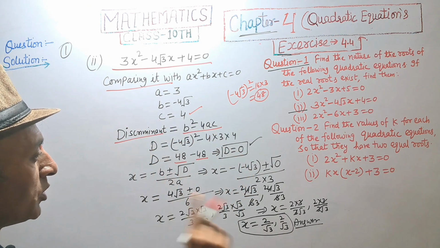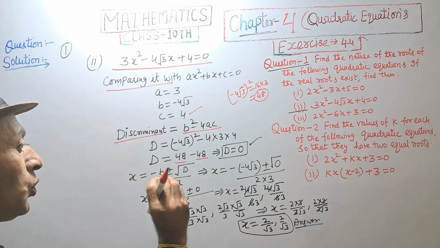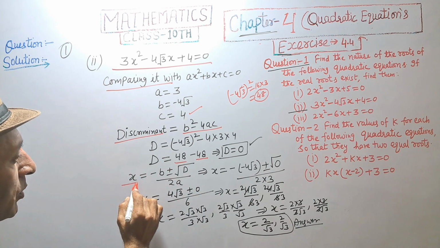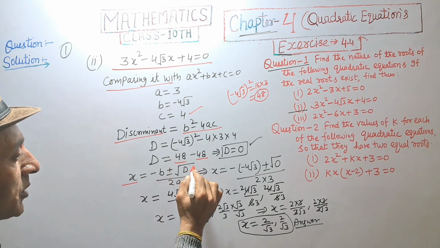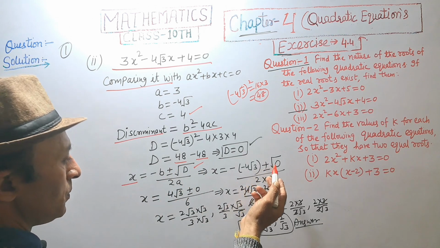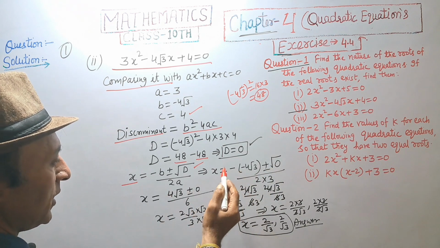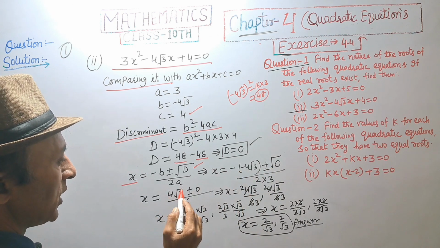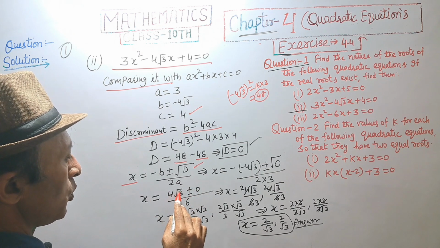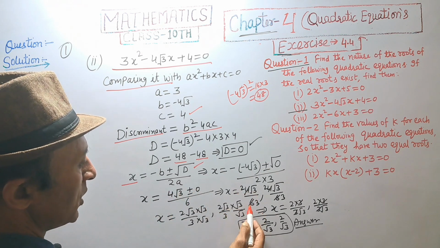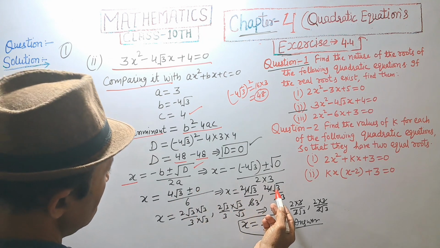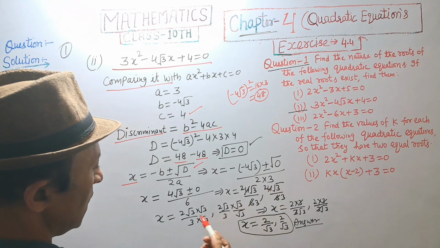When discriminant is equal to 0, then we get two equal roots, and x is equal to minus b plus minus root D upon 2a. D is 0, minus minus, that is positive 4 root 3 plus minus 0 upon 6. 4 root 3 plus 0, that is 4 root 3 upon 6, and 4 root 3 minus 0, that is also 4 root 3 upon 6.